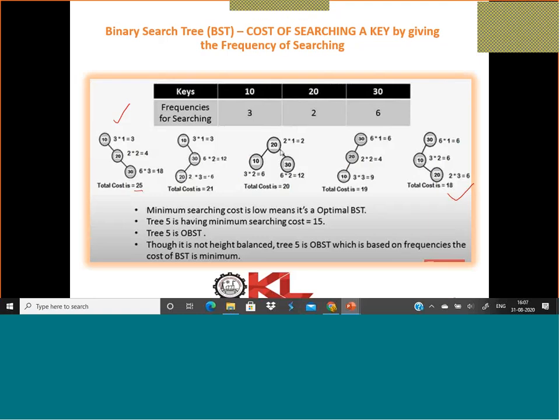Now what is the problem with this particular one: given key elements, the key elements are 10, 20, 30 like this, given the key elements and their frequencies, or in other words the probability of occurrence, you can also give it in terms of probabilities.